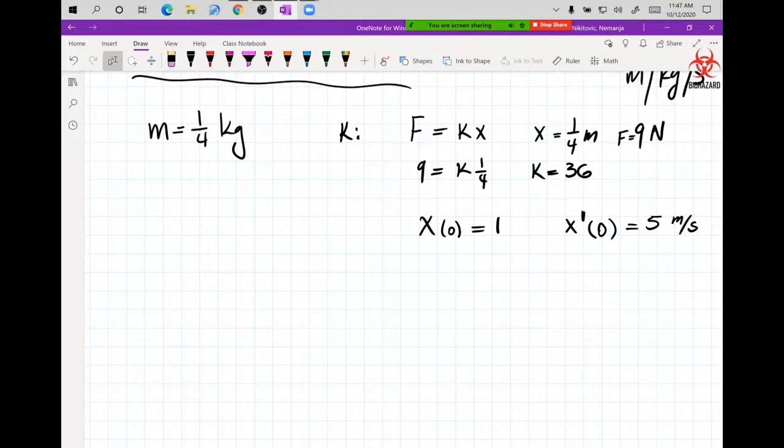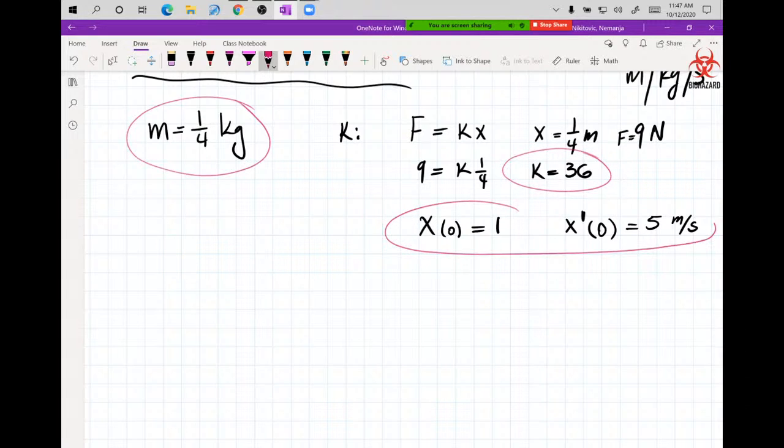All right, so I have my 4 pieces of information. Here's the mass, here's the K, and here are the 2 initial conditions that I'm going to need later to get those A and B.